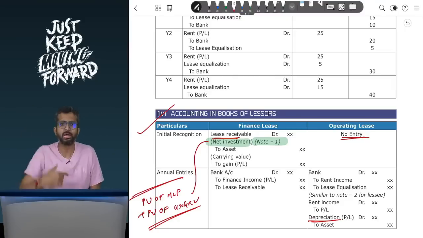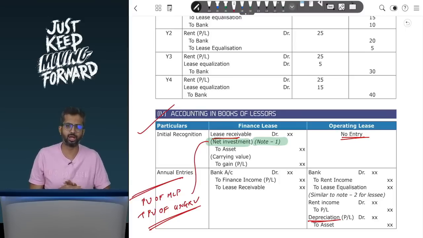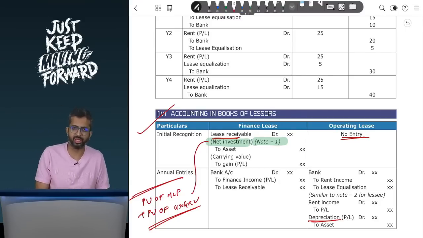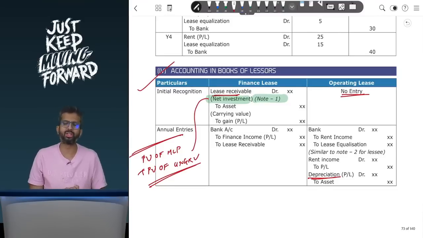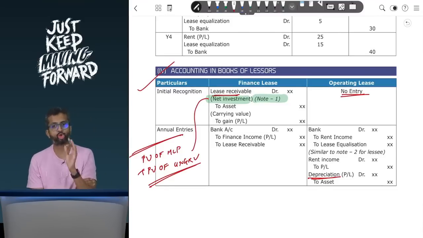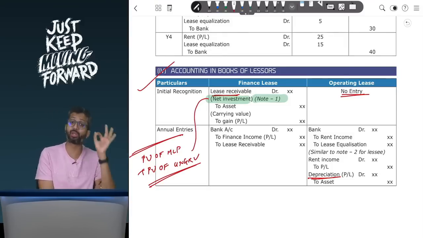Go back to your FM. You take the cash flows, whether it is guaranteed or not guaranteed, and hence when we calculate our IRR, unguaranteed residual value must have been taken by the lessor. So in order to record this lease receivable, to ensure consistent accounting, because your discounting rate will be based on IRR, you should also take unguaranteed residual value.